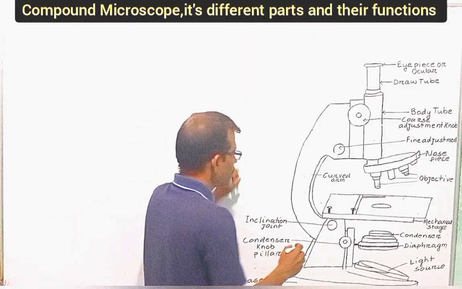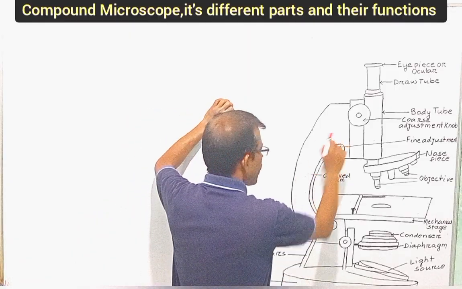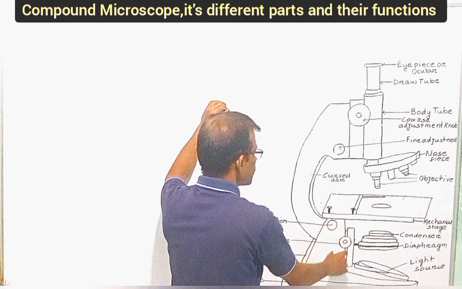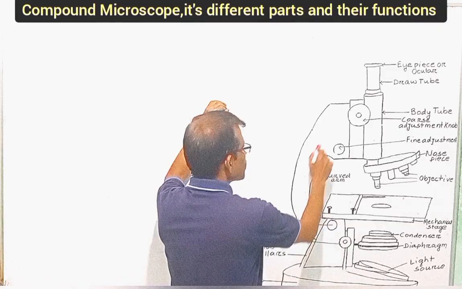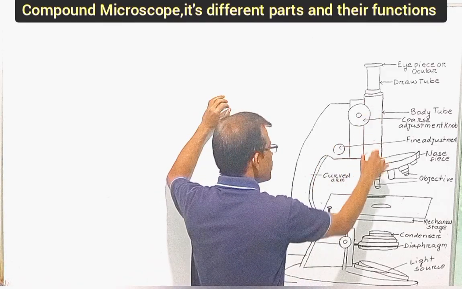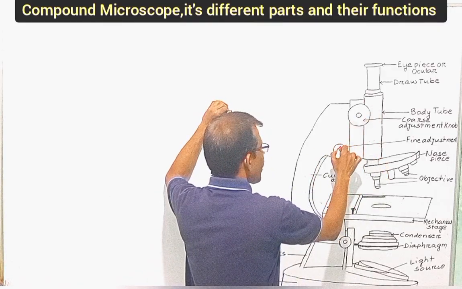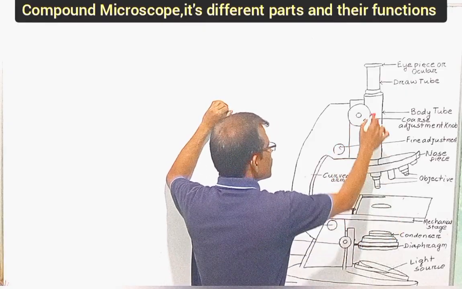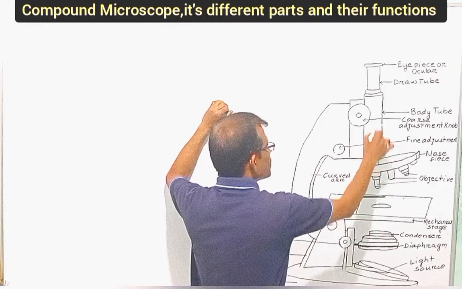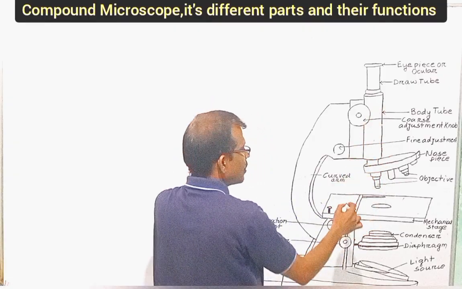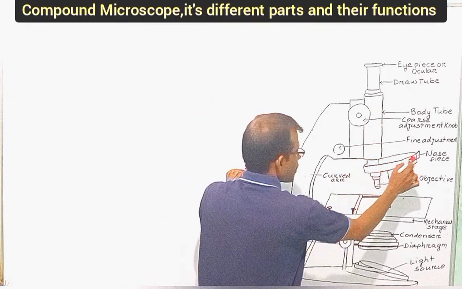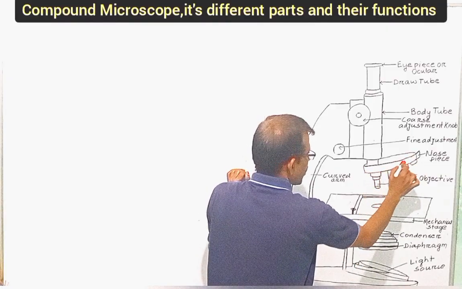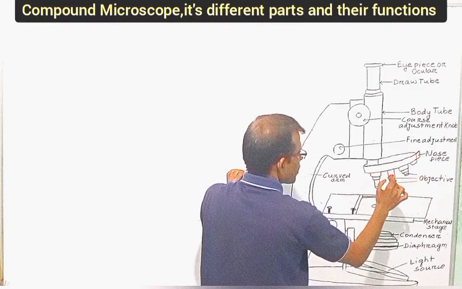Another part of the microscope is the curved arm. It is a curved structure connected to these pillars. The structure holds the body tube, coarse and fine adjustment knobs and the stage. The body tube, which is a cylindrical structure, is associated with a revolving nose piece at the bottom. This is the nose piece, which can be rotated.